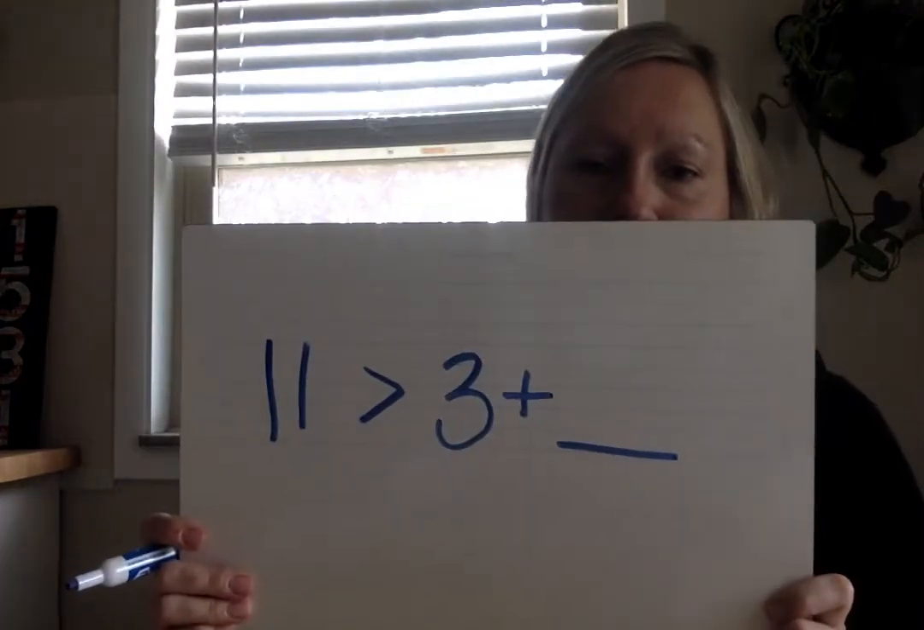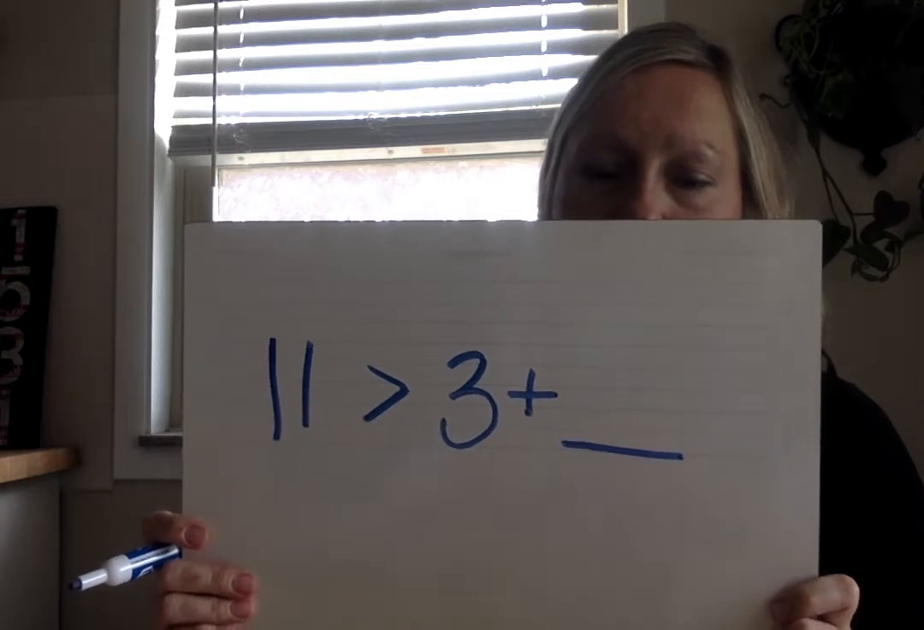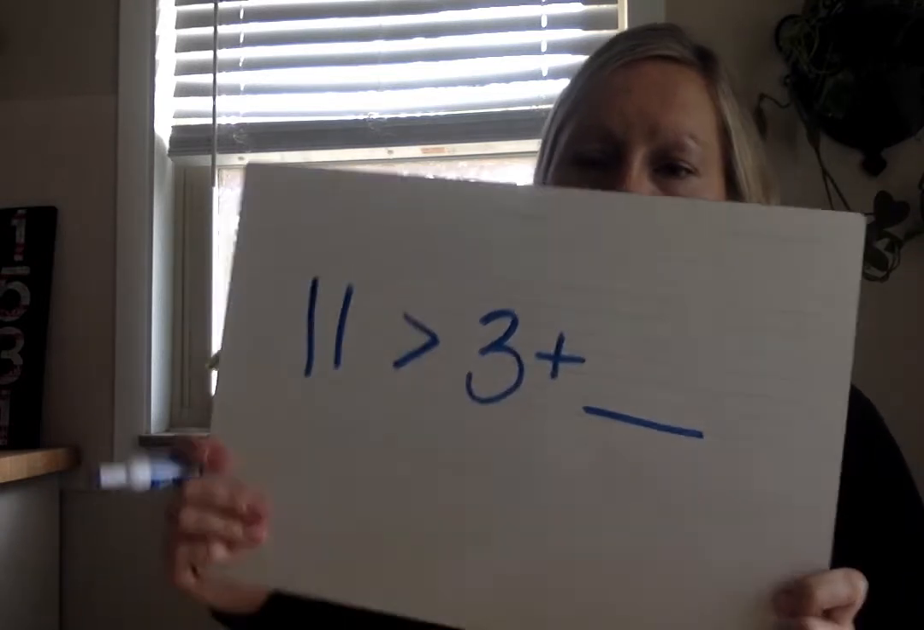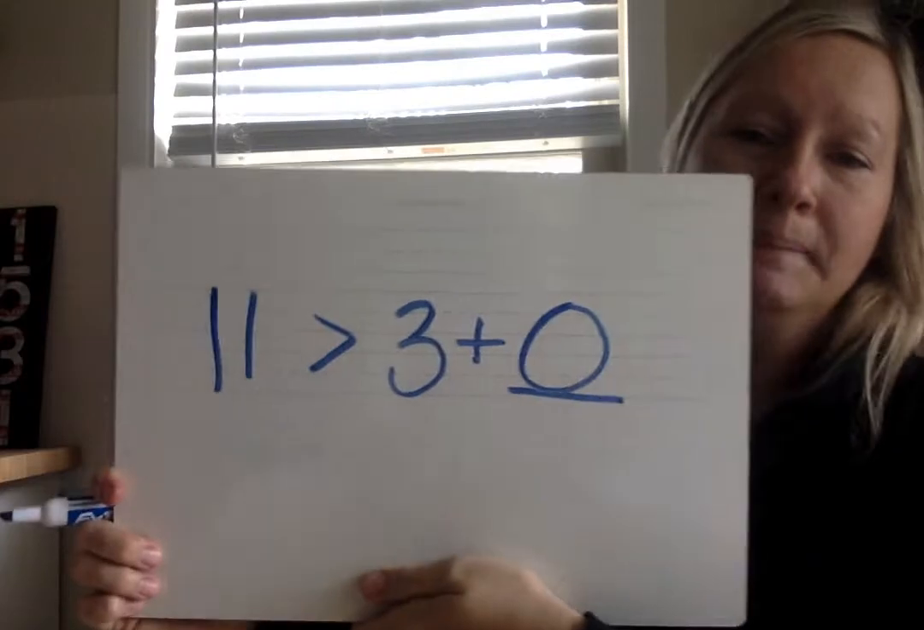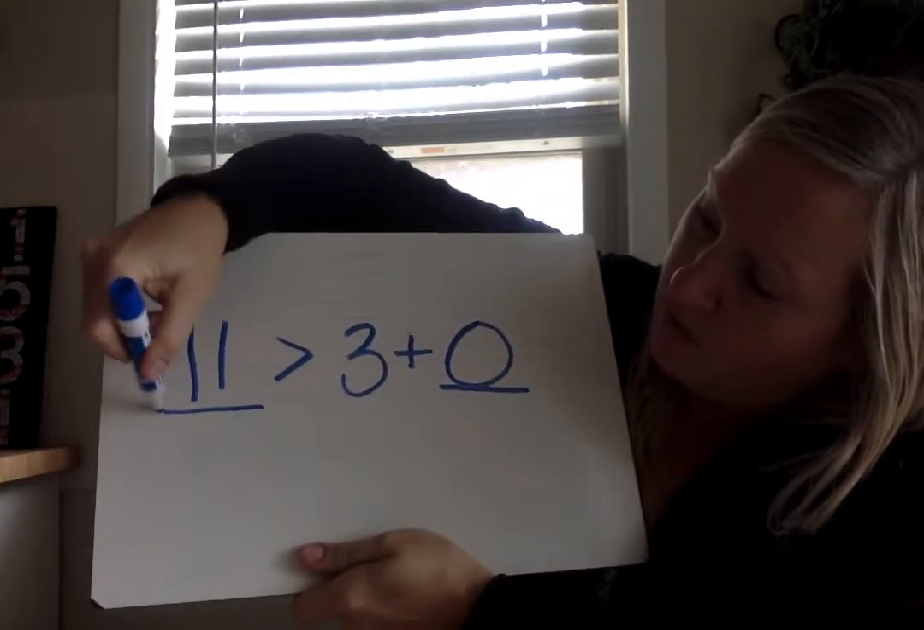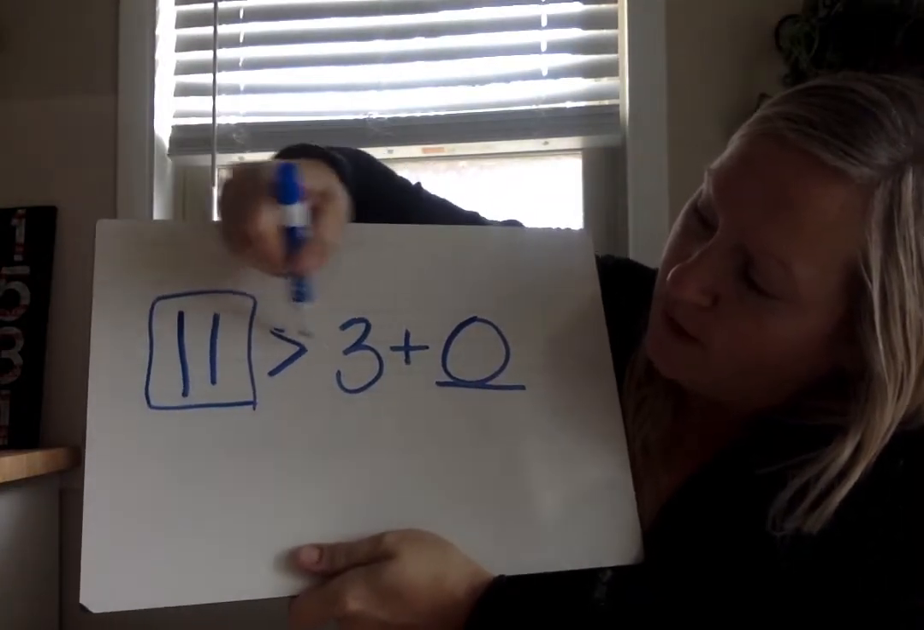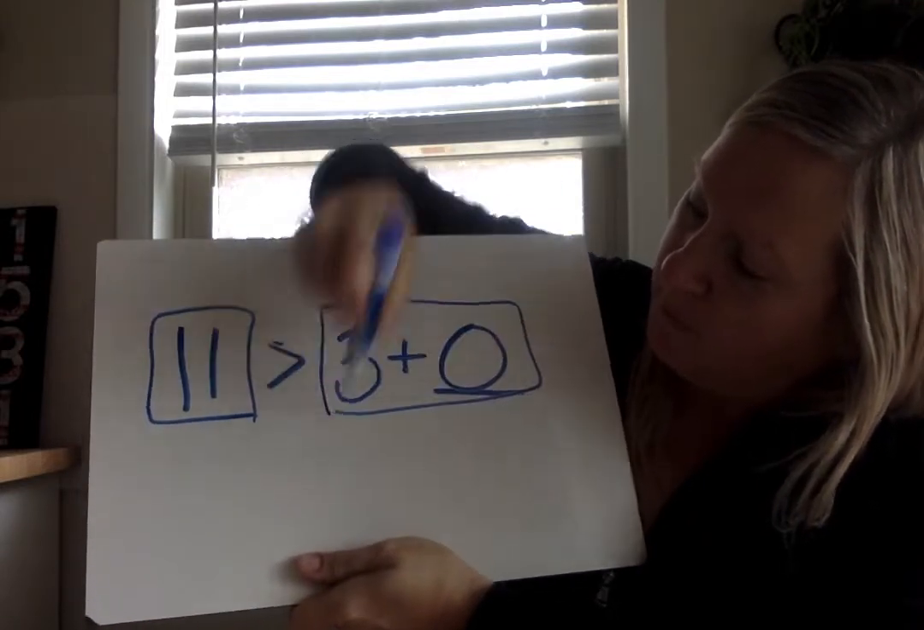Okay, I'm going to put a new one, and you will put your answer. Here's your new one. Think about it, write it down. I will write my own. It said 11 is greater than 3 plus something. Ready? There's mine. So we have a total of 11 is greater than, I put 3 plus 0.